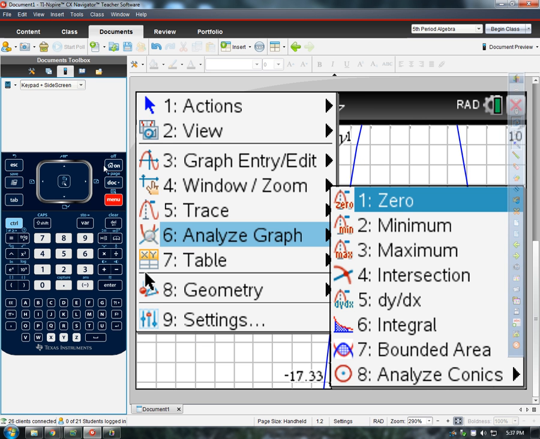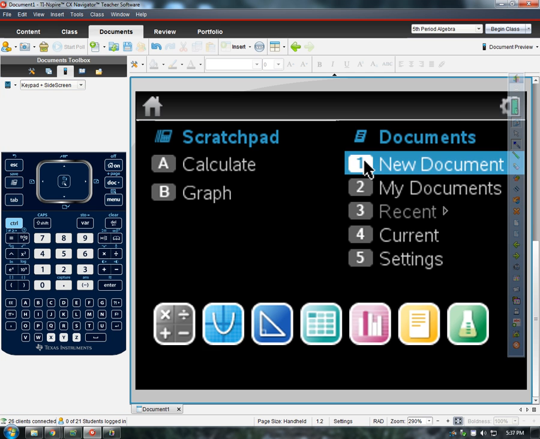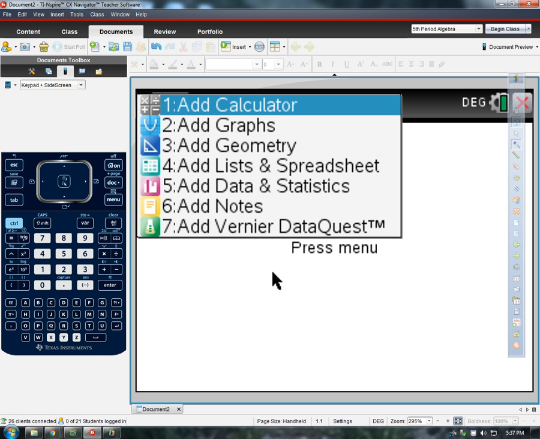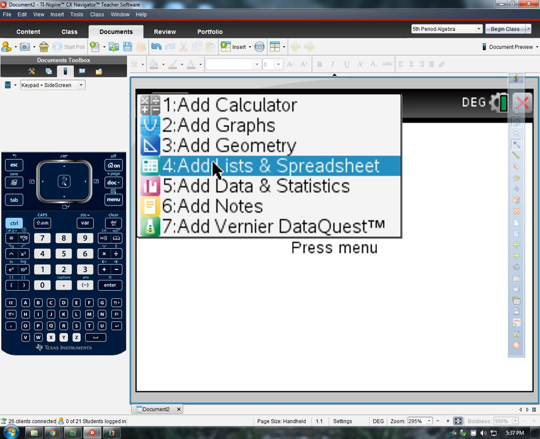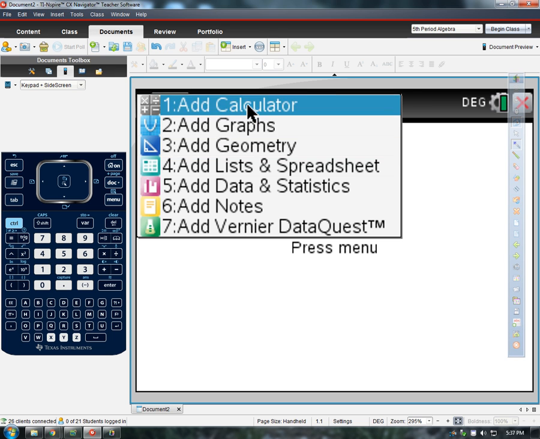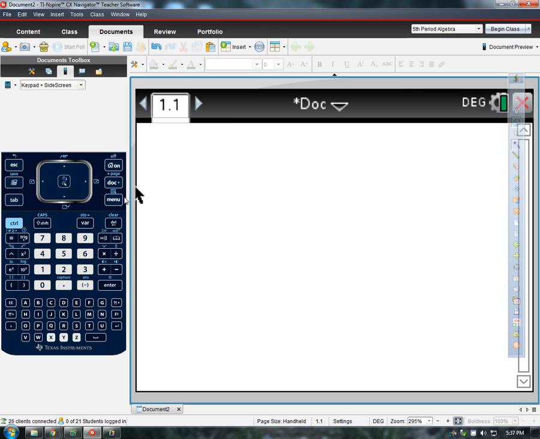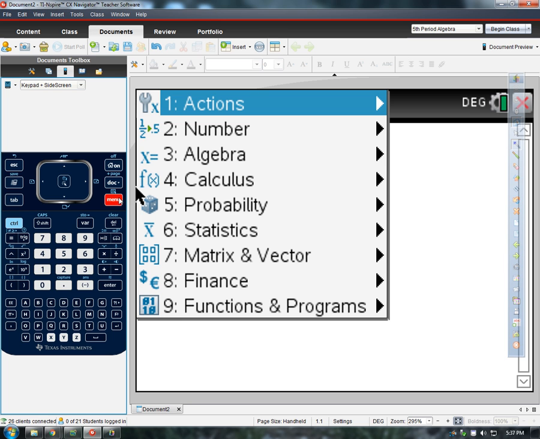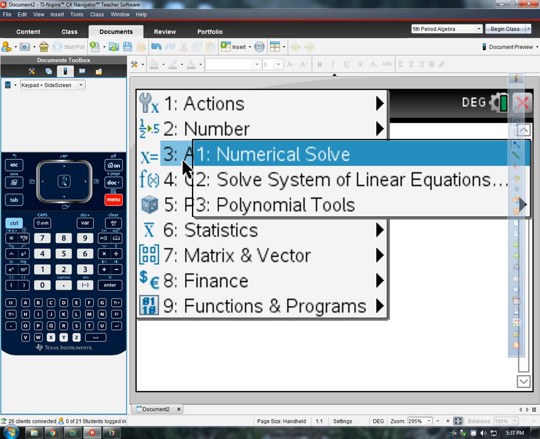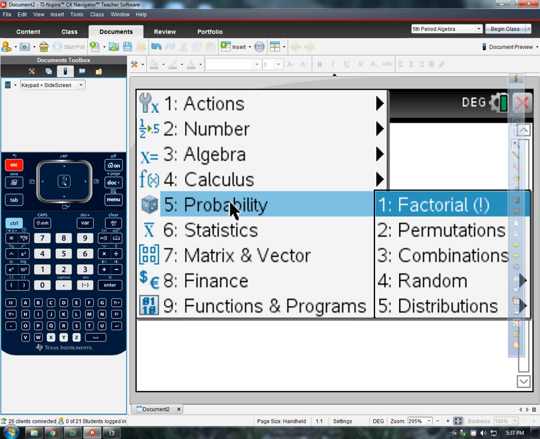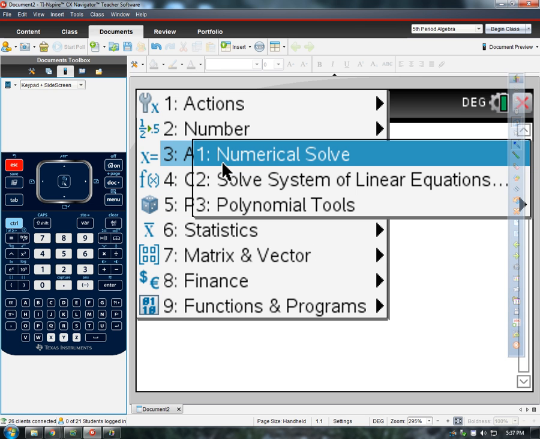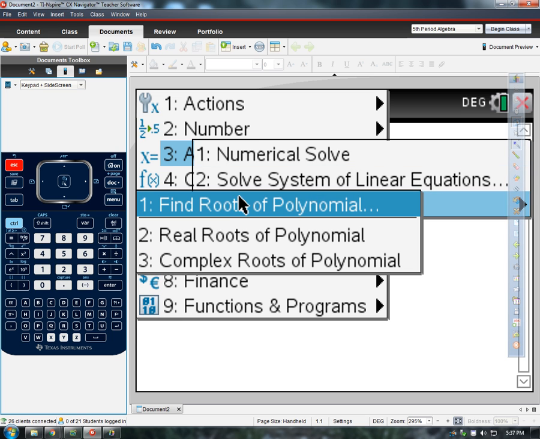On our calculator, from our home screen, remember, let's go ahead and start a new document just in case someone's got something in there that's going to mess you up. We're going to go to Add a Calculator. Okay. Then I'm going to go to Menu. We want to do Algebra. And I'm going to go to Polynomial Tools. I'm sorry, I messed that up. Find roots of a polynomial. Okay? So I'm going to let you rewrite that. And you go to Polynomial Tools, Find Roots of a Polynomial. They've changed that on me a little bit.